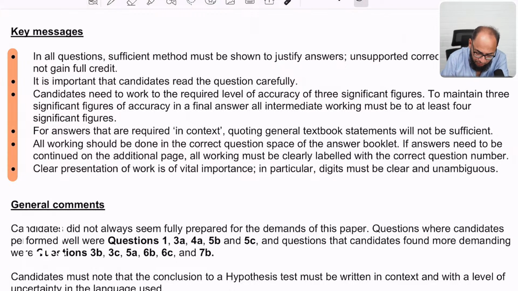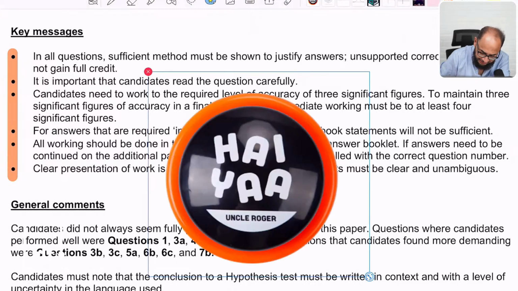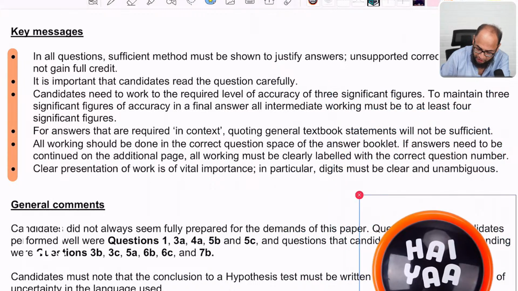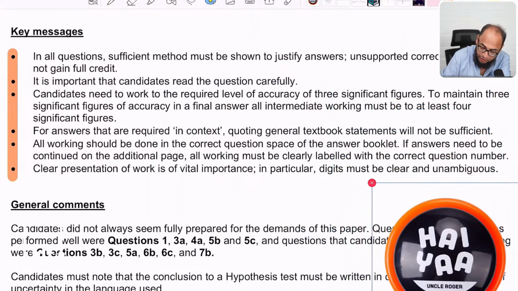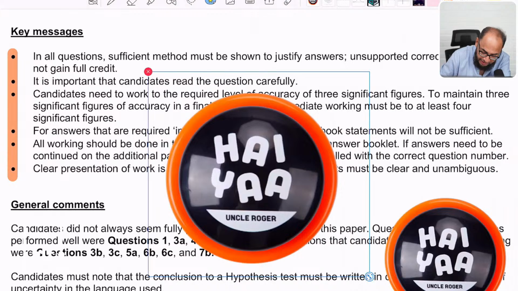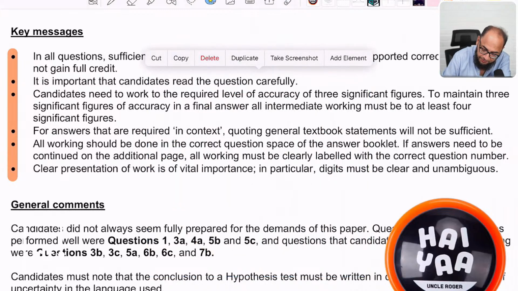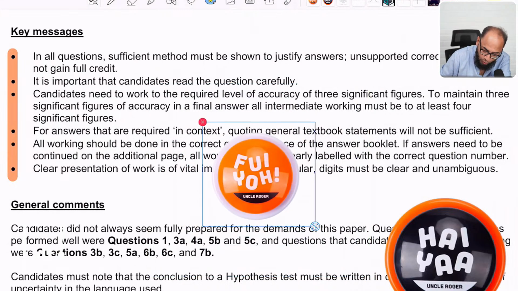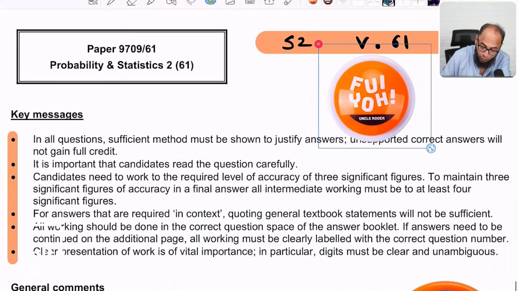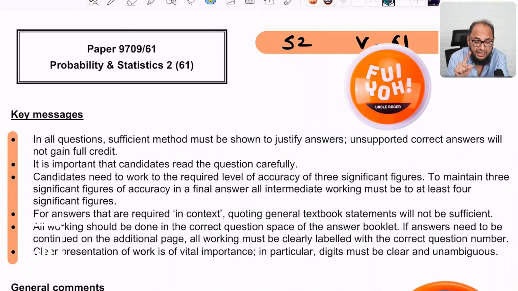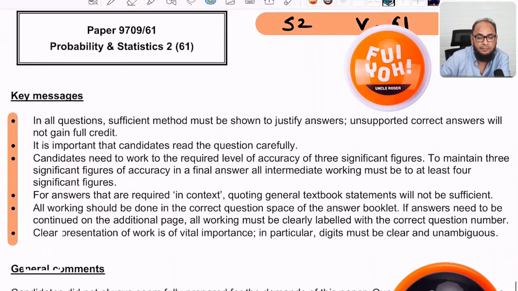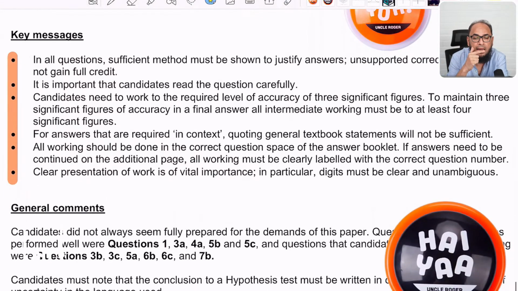I think what is happening is that the examiner is saying, "Hiya, it's not good, it's not correct. That should not be how it's done." In order to get a good one, if you want a fuyo, the way that I'll be explaining it, just follow that in complete totality. Now this thing, continued on an additional page.